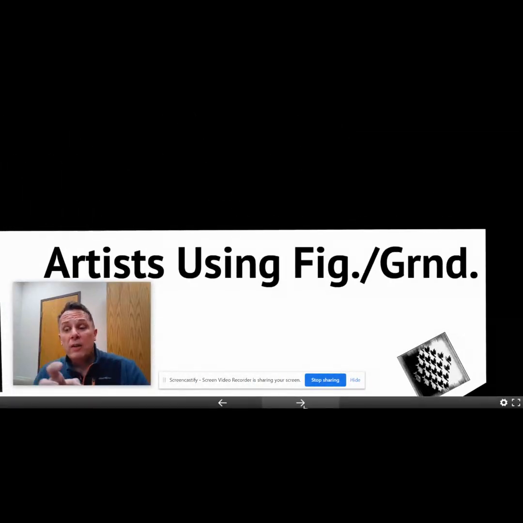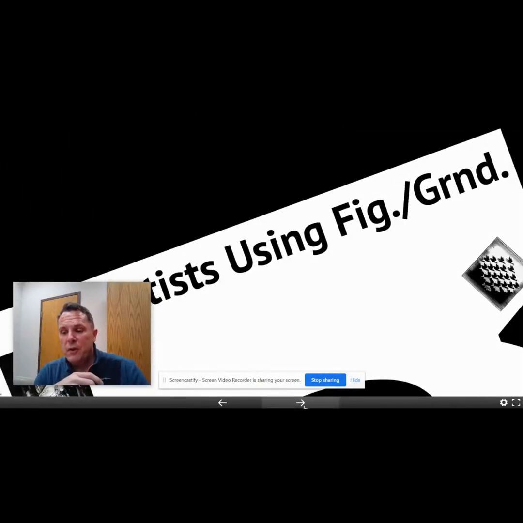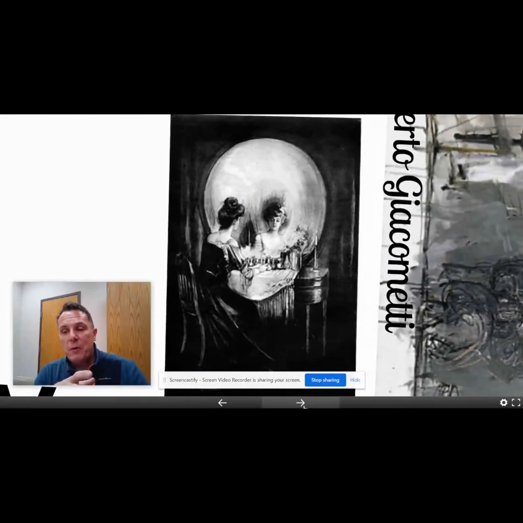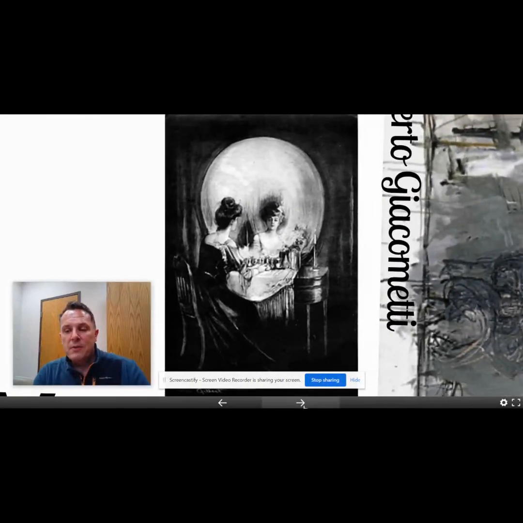So here are some artists throughout history who have used figure ground relationship. Some of these you might be familiar with. This is one of my favorite examples of this. If you take a look, there is that visual pull. Is it a skull? Is it a mirror? Is the woman sitting in front of the mirror? Is the woman actually part of the skull? Her hair, her bun in the back of her hair, is that part of an eye?